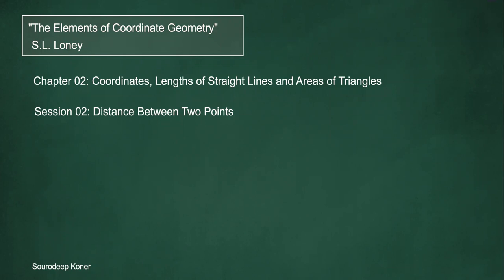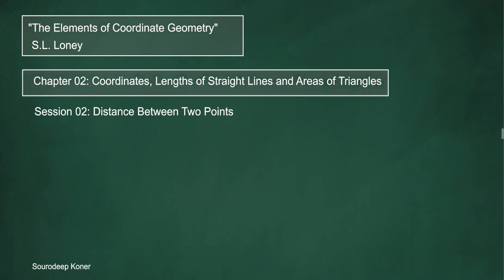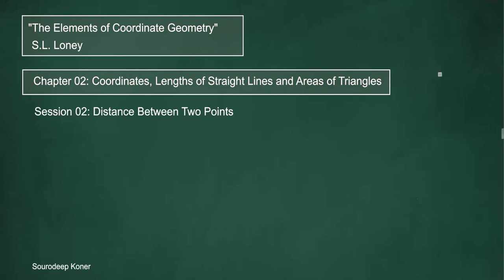In the previous day, we started off with this chapter, that is coordinates, lengths of straight lines, and areas of triangles. Mainly what we focused on is the part related to coordinates. And lengths of straight lines and areas of triangles, this is what we are going to find out. So today, what we are going to mainly focus on is this part, that is lengths of straight lines.